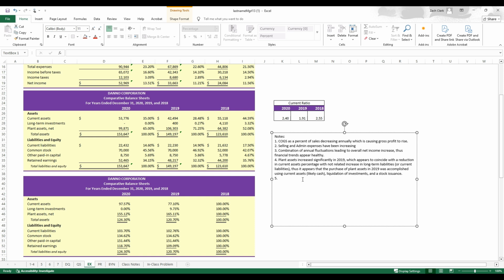Let's see. Yeah, and then we can say current ratio recovered from the 2019 purchase of long-term plant assets.